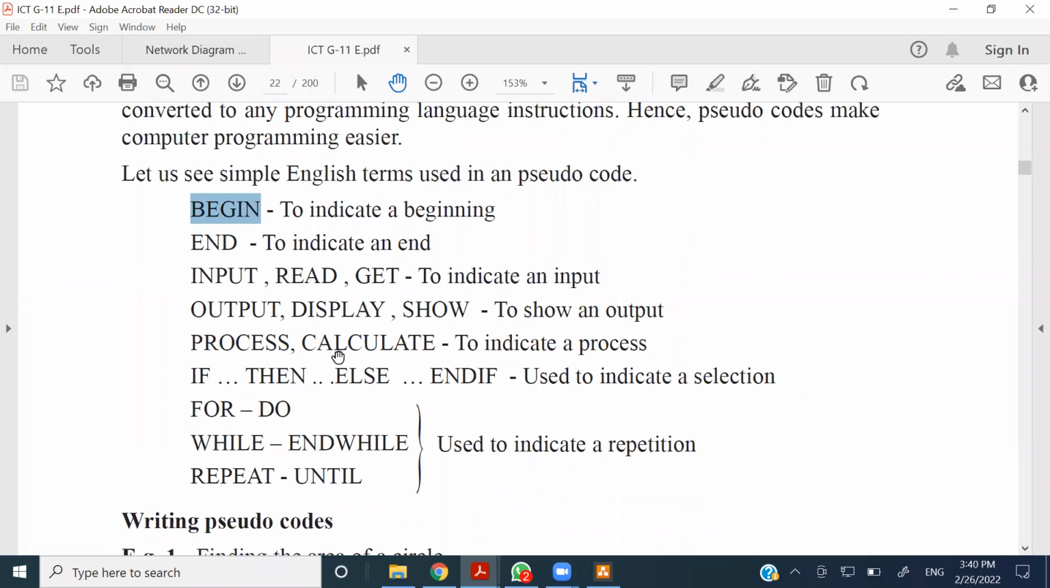So you can use end word for that, right? Then input, read, get, those words as well as obtain can be used to indicate you are getting an input, right? So you can say input a number, obtain a number, read a number. Likewise, when you are trying to illustrate an output, you can use output or display or show kinds of words.